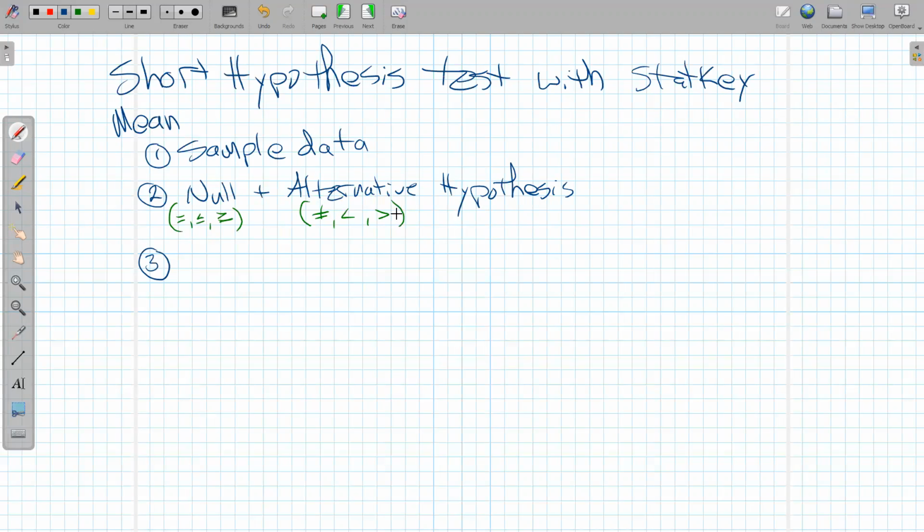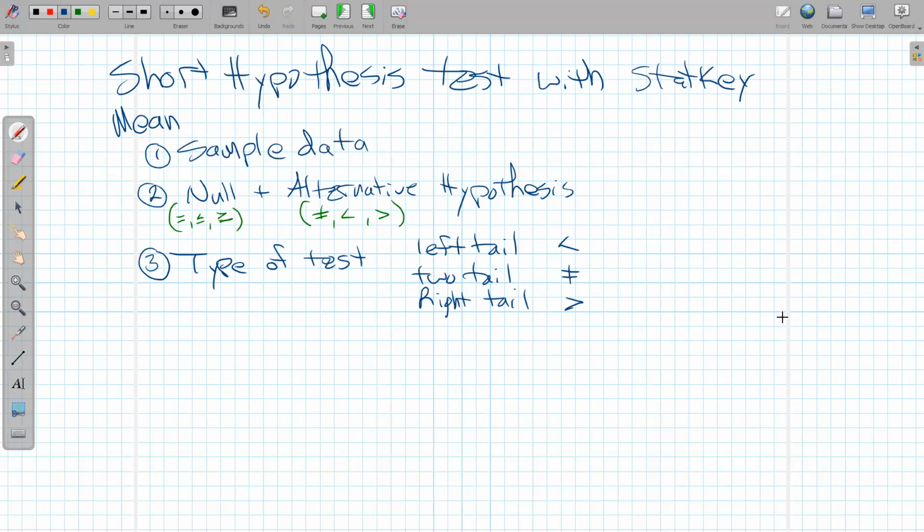Based on the alternative hypothesis, that determines the type of test. So the type of test is either going to be a left tail, two tail, or right tail. Now, I ended up doing a left tail, and I did the left tail because I had a less than pointed me to the left. A two tail would be not equal to, where we have to look on each side. And then a right tail would be a greater than, which points us to the right side of the distribution there.